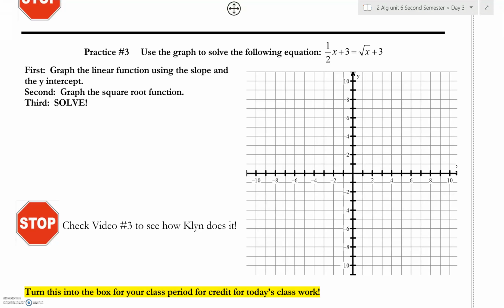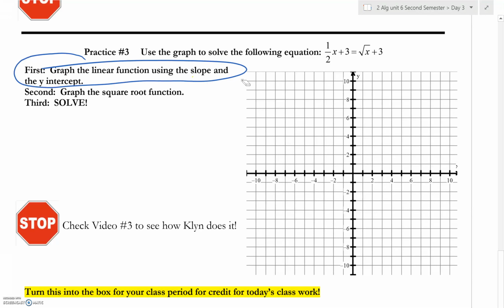Okay, here's our last task for the day, thinking about where we would find the solution when a square root function is equal to another function, this one a linear function. We can do these both graphically and algebraically, but today we'll look at how to graph and then solve. So the first step was to graph the linear function using slope and y-intercept.